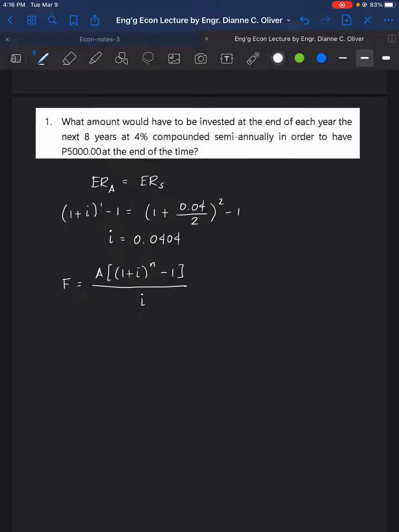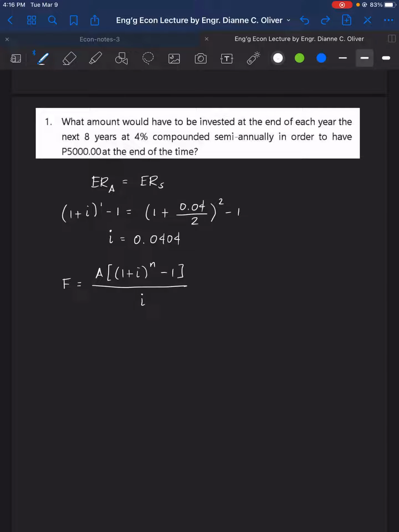all over i. Now the question here is, what type of annuity are we talking about? Is it an ordinary annuity that is paid at the end of each year? Is it a deferred annuity wherein the payment is delayed? Or is it an annuity due, that is, the payment is made at the start of the period? The wording there is at the end of each year. So we are talking about an ordinary annuity.